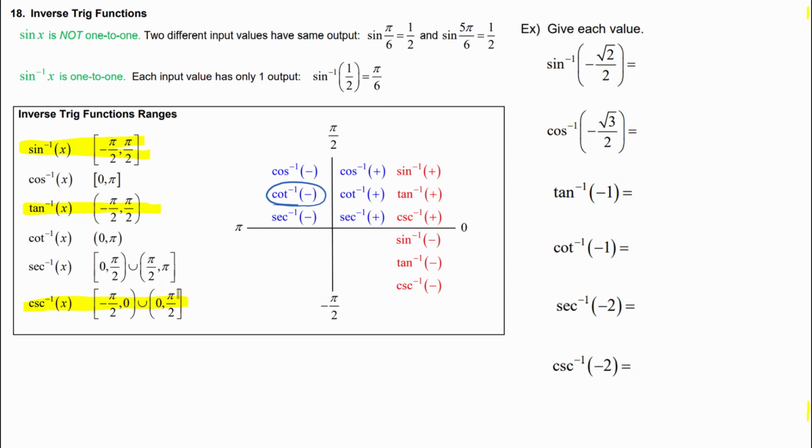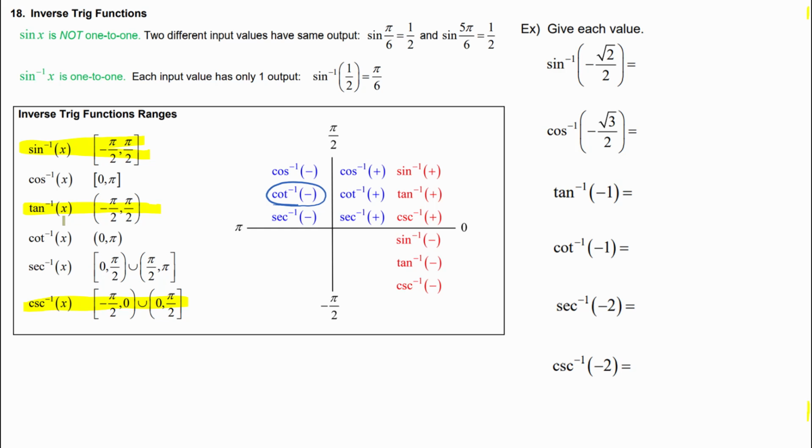The only difference is for sine inverse, negative pi over 2 to pi over 2, the points are included, and there's no value in between that we're excluding. And for the tangent inverse, it is negative pi over 2 to pi over 2, but endpoints not included. For inverse cosecant, we are excluding 0, that is in the middle of negative pi over 2 to pi over 2.